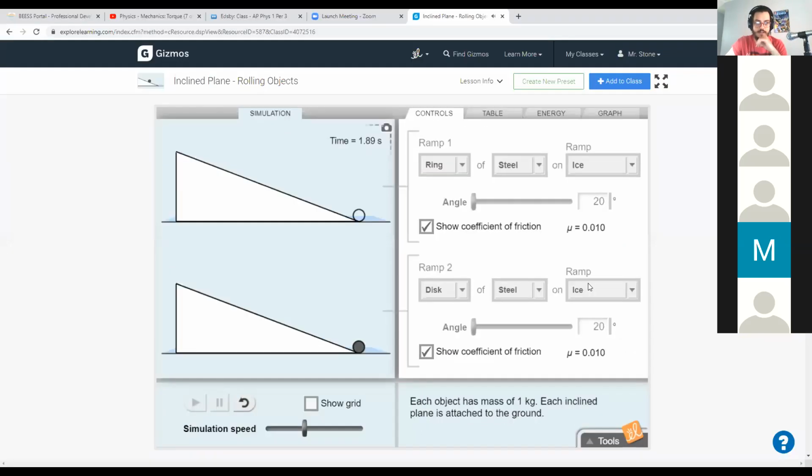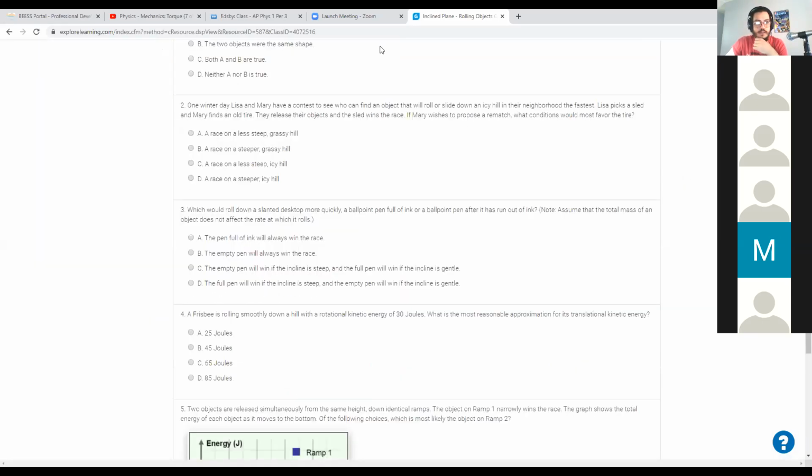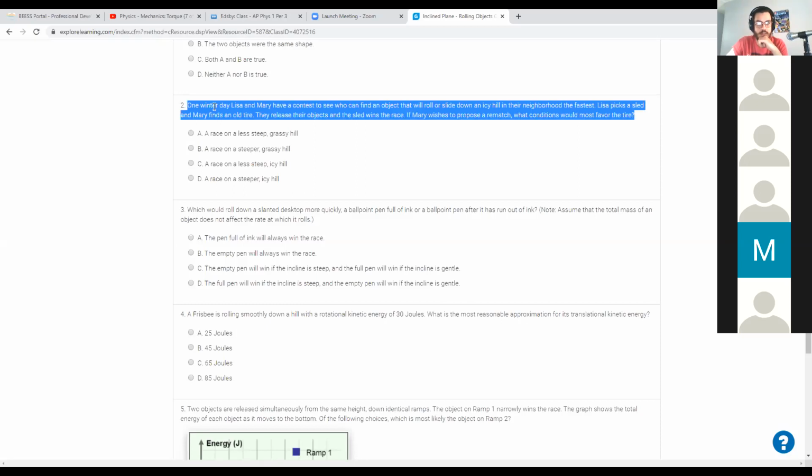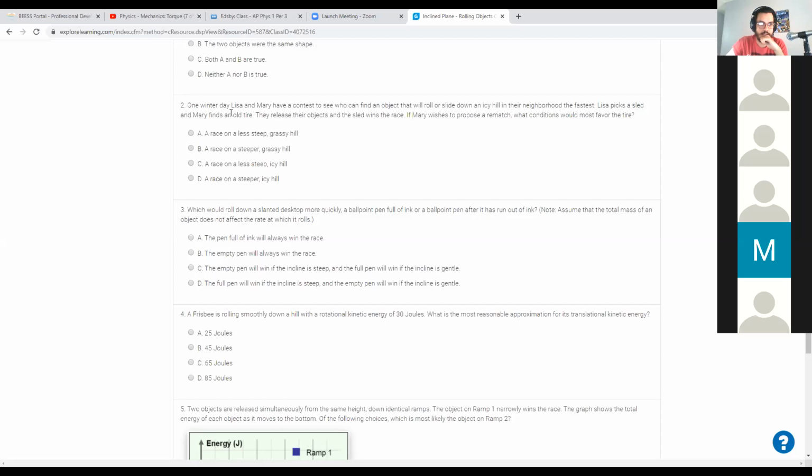If I back out, we can see the questions. Let's look at number 2. One winter day, Lisa and Mary have a contest to see who can find an object that will roll or slide down an icy hill in their neighborhood the fastest. So Lisa picks up a sled and Mary finds an old tire.